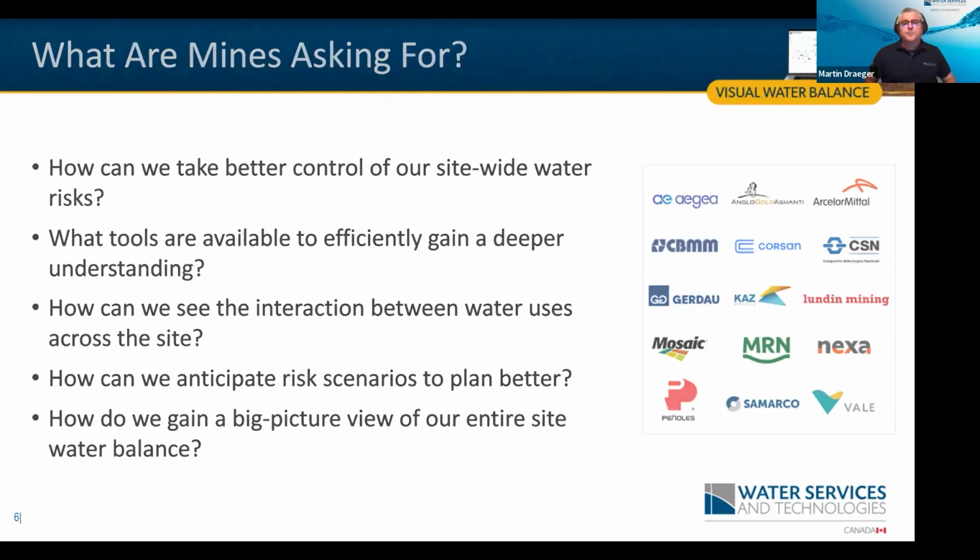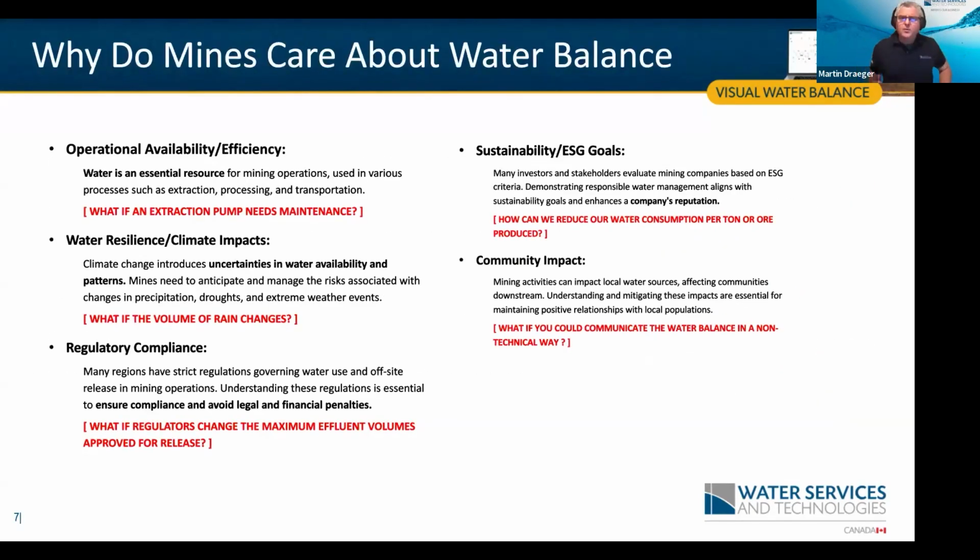So what does this all mean? And why do mines actually care to begin with? Well, obviously, there's a direct correlation between water and operational efficiency and production. So when mines are operating, there's a lot of water being used. And the question becomes, what happens if one of the pumping wells that are providing water goes down? How does that lack of water affect all the elements of the mine site?